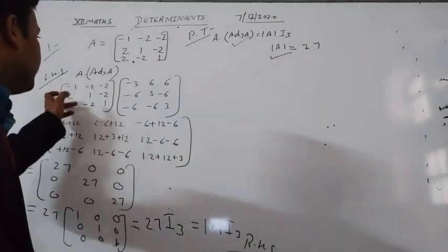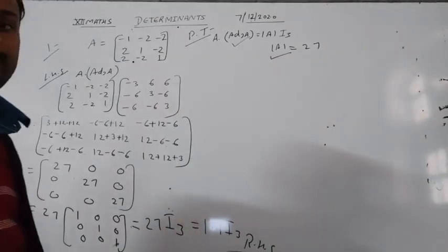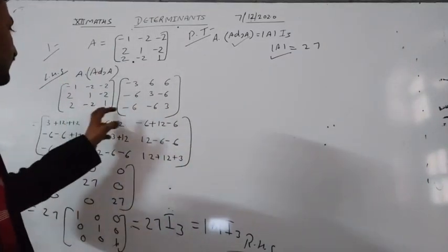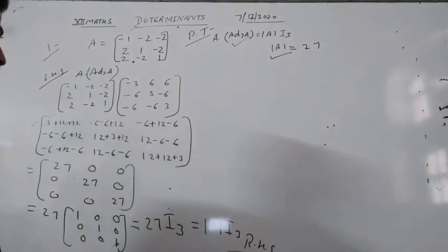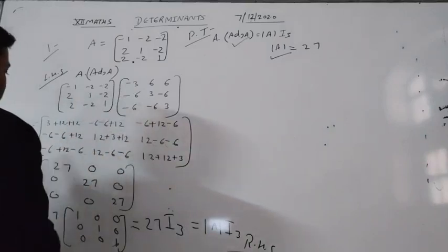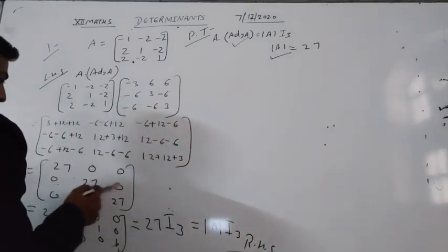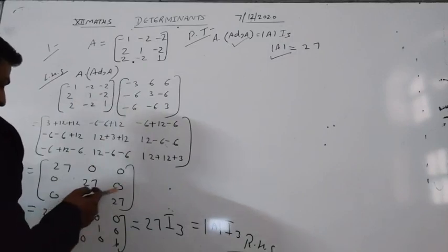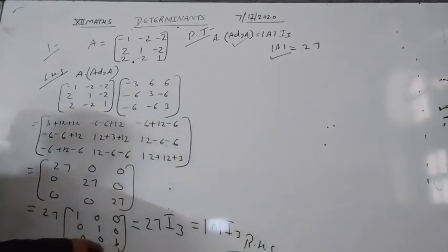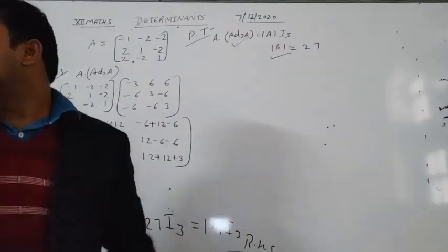Now we have taken left hand side. Left hand side is what? A multiplied by adjoint of A. So our A into adjoint of A will be what? We are doing the multiplication of two matrices. Okay. So after multiplication we are getting 27, 0, 0, 0, 27, 0, 0, 0, 27. Taking 27 outside, we are getting 1, 0, 0, 0, 1, 0, 0, 0, 1, and 27 is our determinant of A.